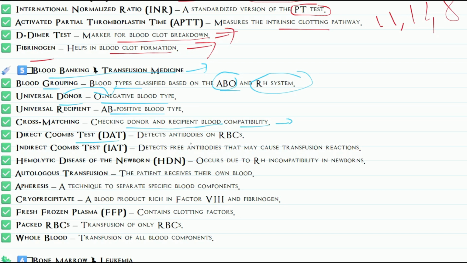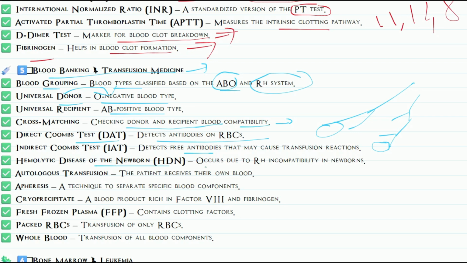Another is the direct Coombs test, or DAT, to detect antibody on the RBCs. If the RBCs are sensitized, we can identify the sensitizing antibody. In the indirect Coombs test, we detect antibody that may cause a transfusion reaction. In this case, the procedure is that we first sensitize the RBCs and after that we detect. We check whether any free antibody is present or not. In that case, we do the IAT, indirect Coombs test.